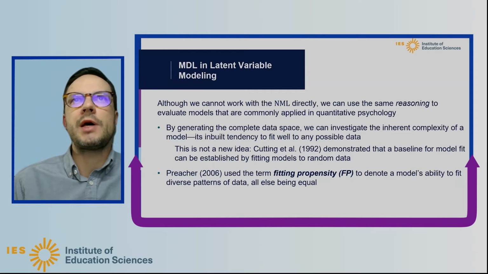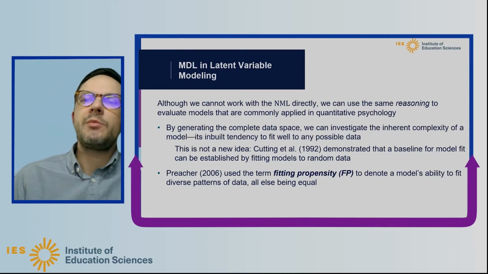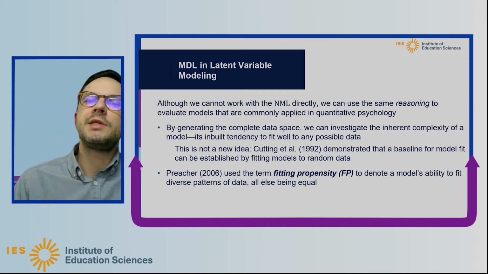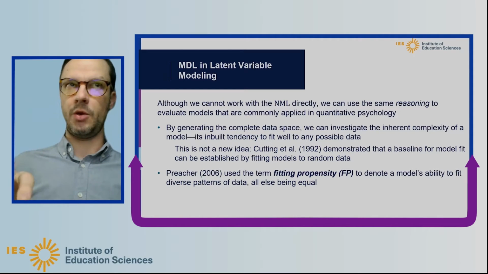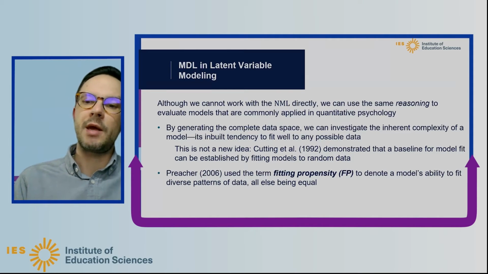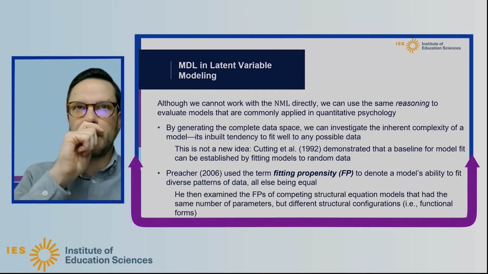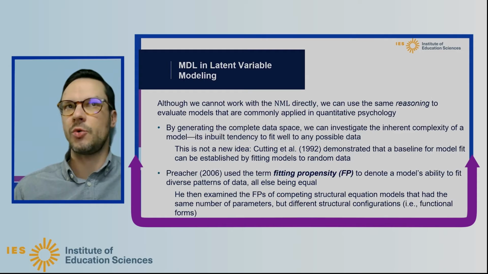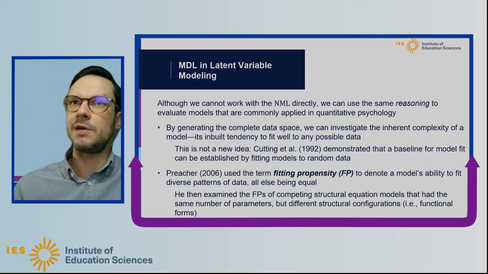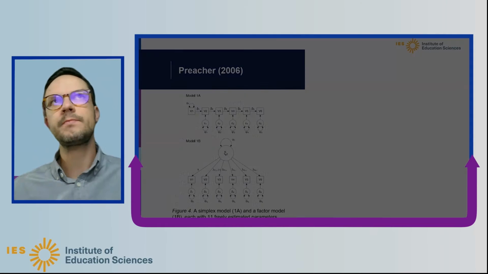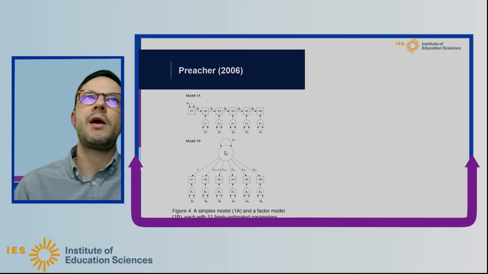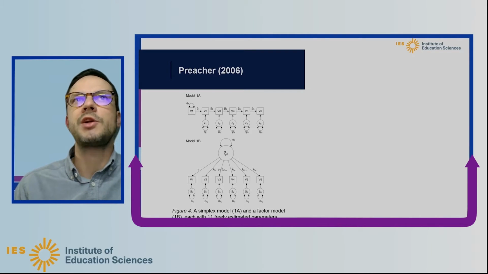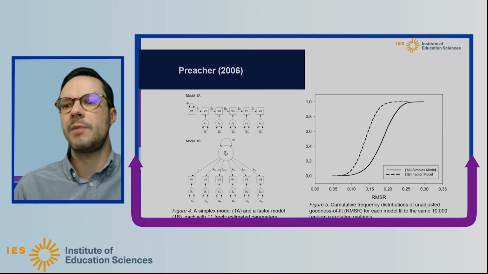Chris Preacher in 2006 used the term fitting propensity to describe a model's ability to fit diverse patterns of data, all else being equal. And that last phrase, there are many things that could be equal. What he focused on is the number of parameters being equal. So he examined the fitting propensities of competing structural equation models that had the same number of parameters, but different structural configurations. He looked at several comparisons of models. One of his examples was to compare the simplex model, shown at the top here, with a factor model, shown at the bottom. And he specified these models so that they both had 11 freely estimated parameters.